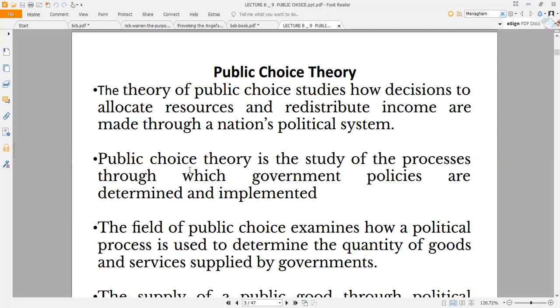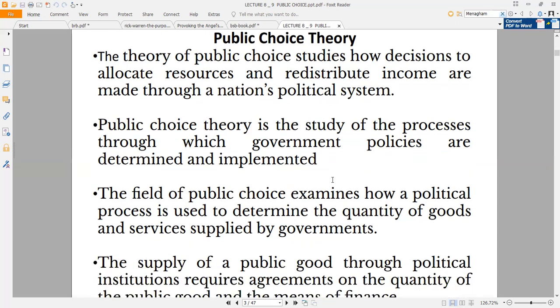Another definition too is that it is a study of the process through which government policies are determined and then implemented. So before any government policy can be actually executed, it has to go through processes. So the branch of economics that studies these processes is what we call the public choice theory. So how would the economy determine the particular goods and services that are supposed to be produced, and then how would these goods and services actually be produced? So that is another definition.